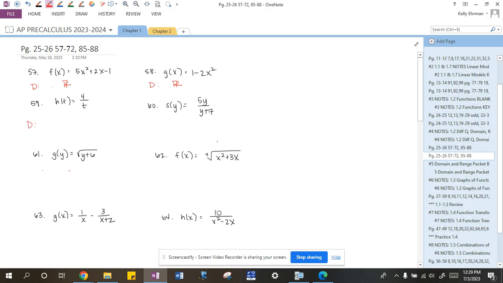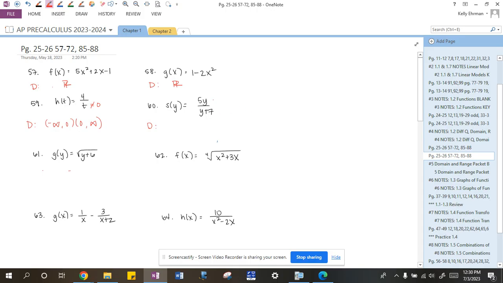For 59, we have a rational function. The variable in the denominator can't equal 0. I'm going to use interval notation for my domain. So we can plug in any t value except for 0, so negative infinity to 0, 0 to infinity.